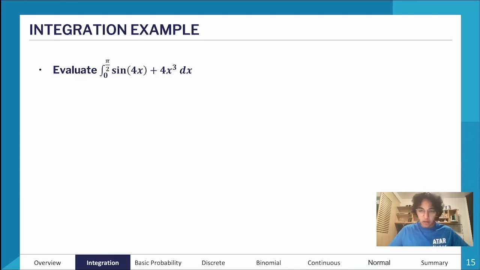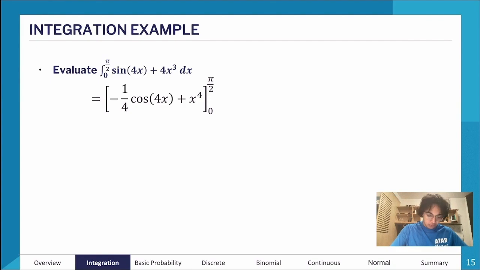From 0 to pi on 2 of sine 4x plus 4x cubed with respect to dx. So what we're going to be using is that table that I showed you a few slides earlier, and also the fundamental theorem of calculus to evaluate this expression. So the first step is to integrate it, right? To integrate this, I just used the integral table that I showed a little bit before. So if we integrate sine 4x, we get negative 1 on 4 cosine 4x.